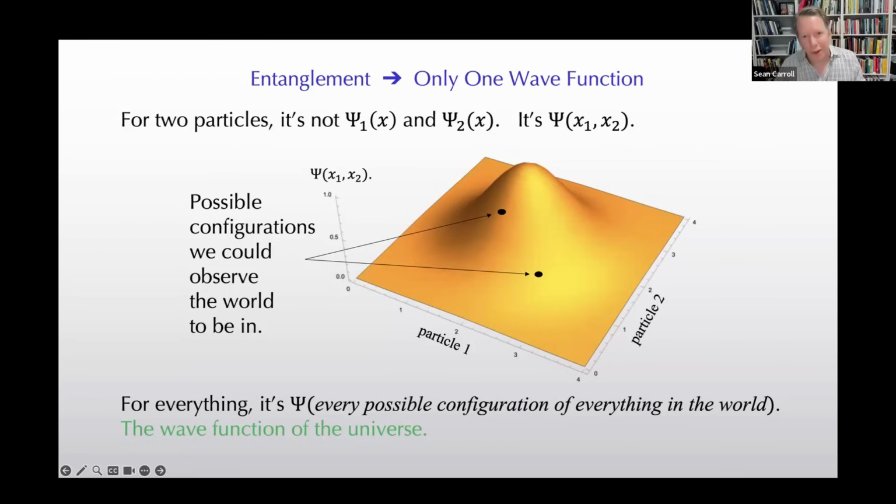And it's not just for two particles. It's also true for 3 particles, 4 particles, literally the entire world. If you take quantum mechanics at face value, the world doesn't separate into different systems like it does in classical mechanics.